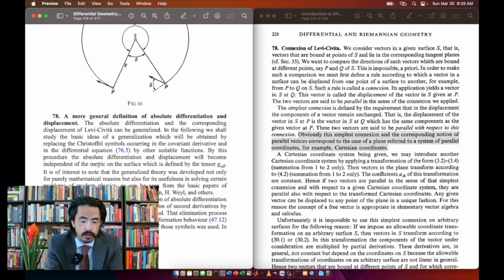By this procedure, the absolute differentiation and displacement will become independent of the metric on the surface, which is defined by the tensor G sub alpha beta. It is of interest to note that the generalized theory was developed not only for purely mathematical reasons, but also for its usefulness in solving certain problems of modern physics, as can be seen from the basic papers of Eddington.